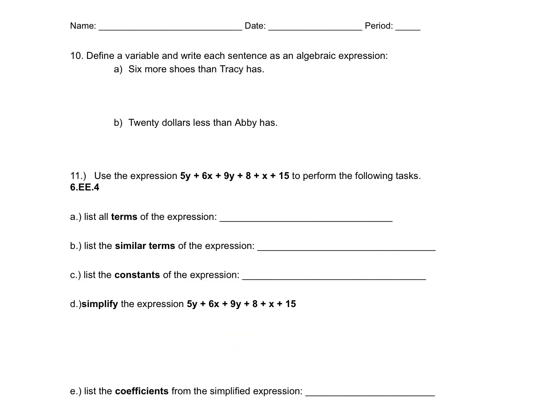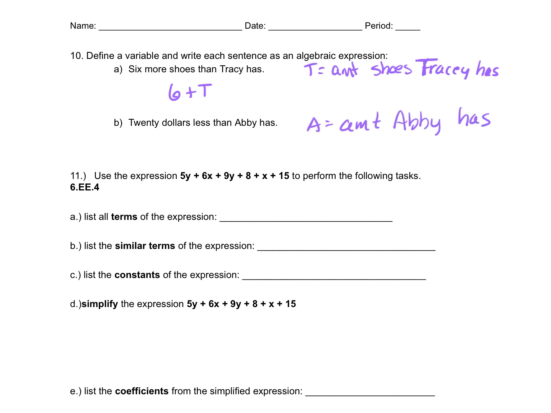Okay, go ahead and do number 10. You should have gotten 6 plus t, where t equals the amount of shoes Tracy has or something like that. Capitalize the T, that's a capital T. And then $20 less than Abby has. A is the amount Abby has, and that should be A minus 20. So make sure that you get that one right.